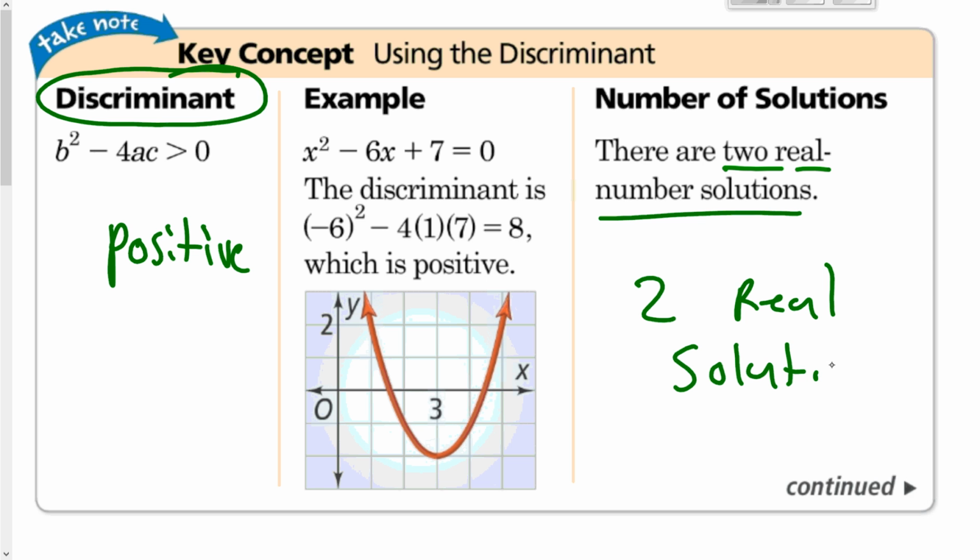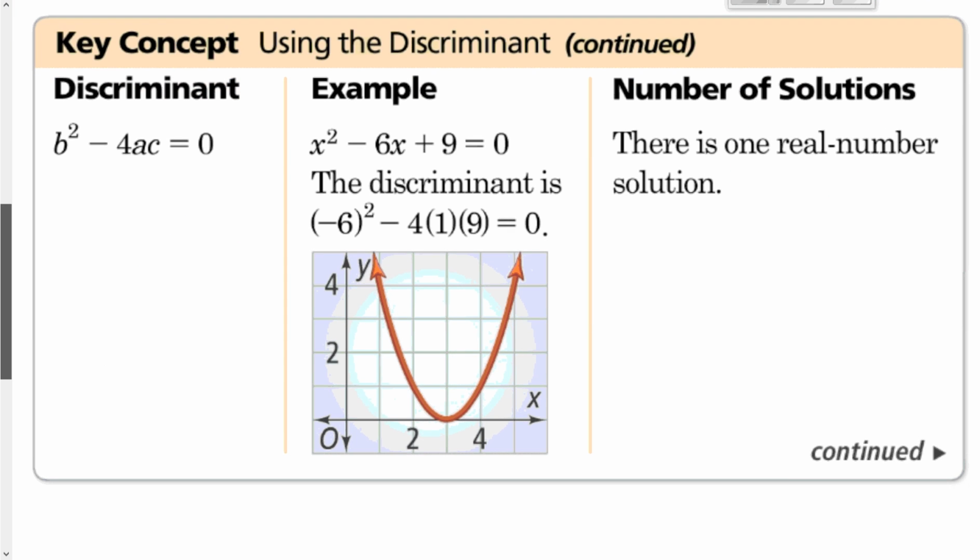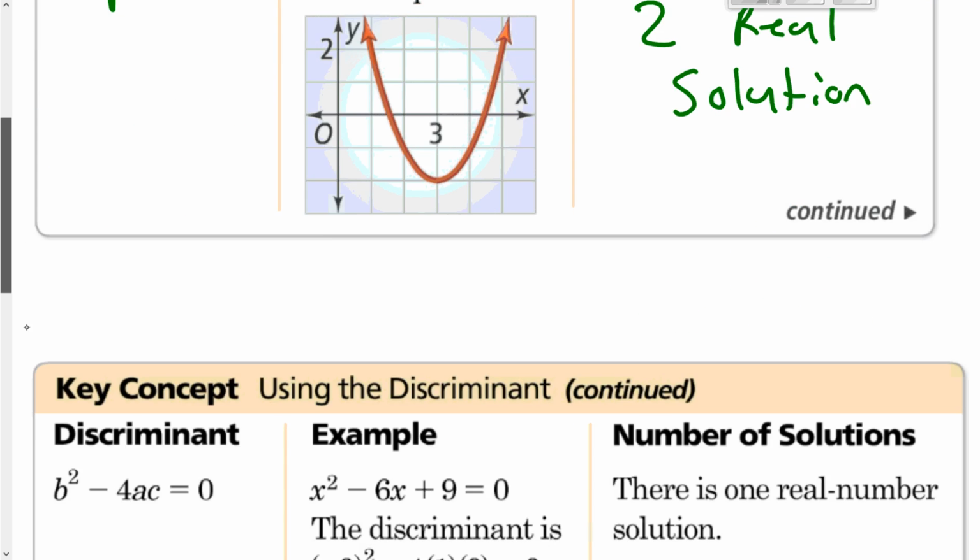So that means you're going to get like negative 1/3 and negative 2, or positive 2 and 5, or negative 3 and negative 5, and you'll have two answers. You'll have two answers if what's underneath the square root is a positive number. Well, what happens when that is equal to 0?